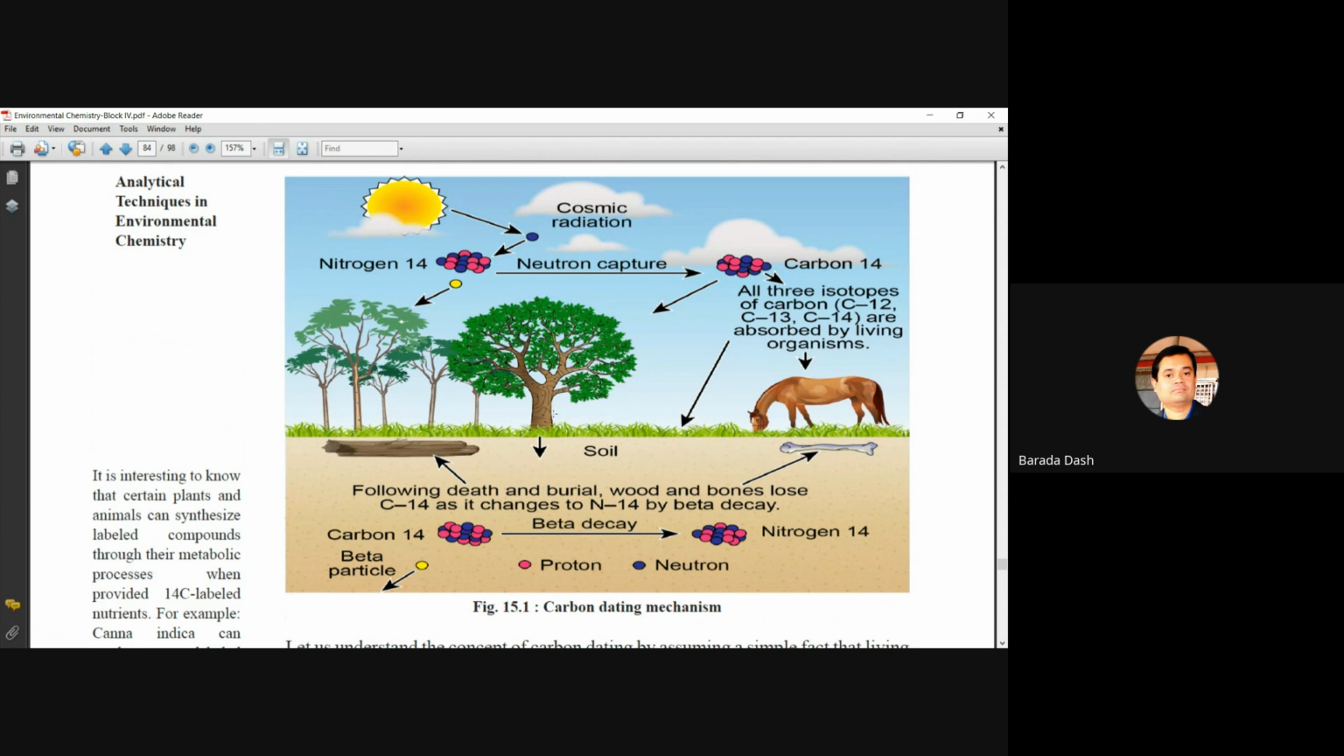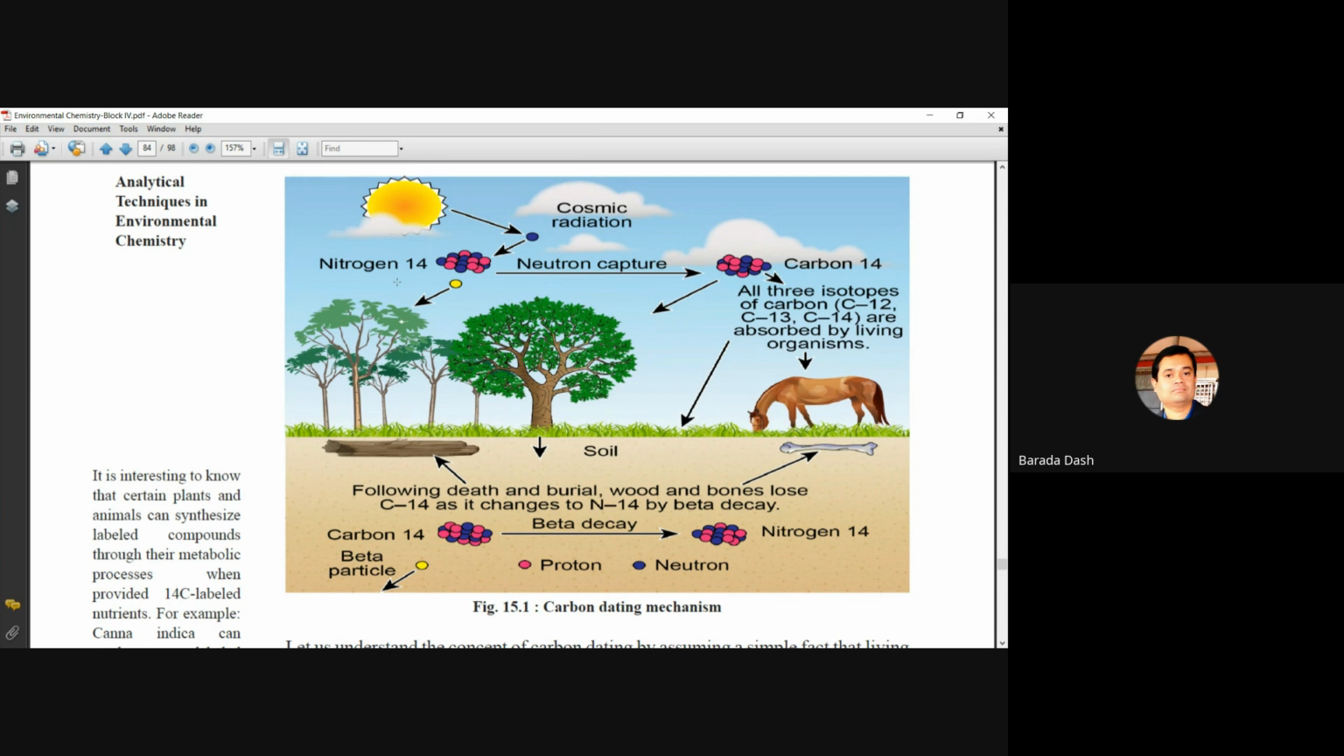So from this data, or the carbon dating data, we can find out how much of this carbon 14 has been converted to nitrogen 14, and from that data we can find out the age of the particular bone, or the age of particular wood, age of particular fossil.